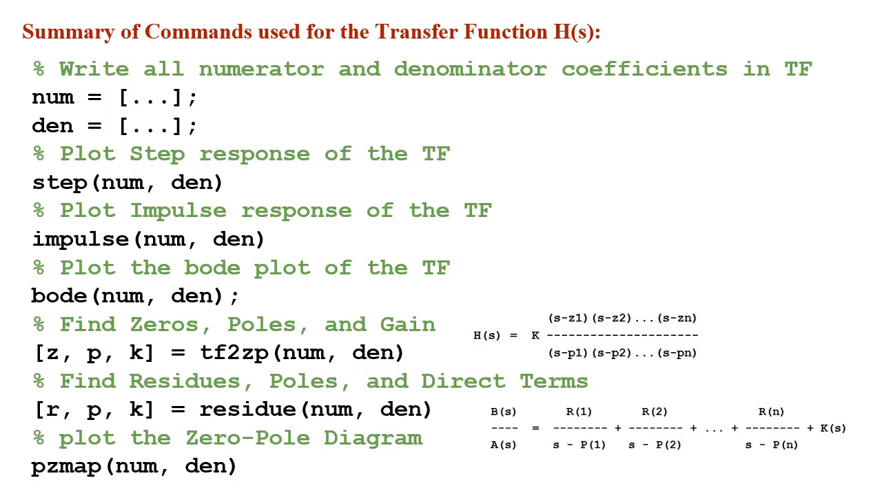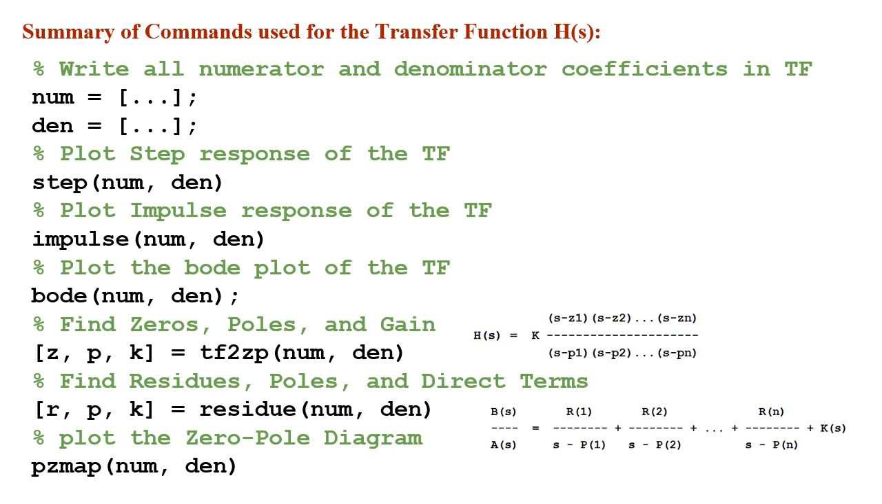This slide summarizes some of the commands needed for today's lab. First step is to remember to write the coefficients of the transfer function for the numerator polynomial and the denominator polynomial, and remember to put them in order. And if there's any term that's missing, for example, if s squared is missing or the constant is missing, you need to put a 0 in place of its coefficient.